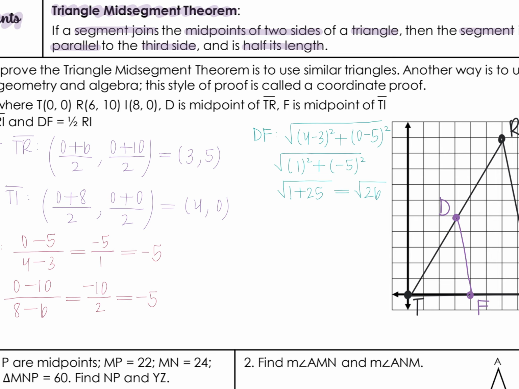Okay, that square root of 26 cannot be simplified because the factors for that are just going to be 2 and 13. So I'm going to go ahead and move on since that is my final answer there. And I'm going to find the distance of RI.